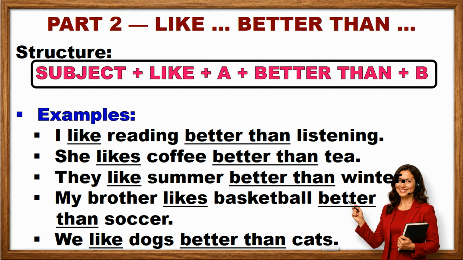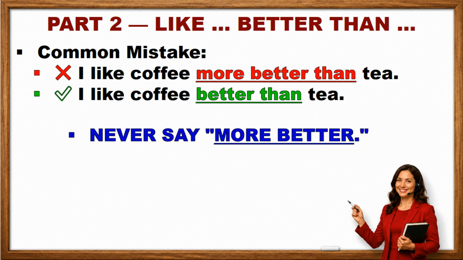Notice that we're comparing two things. The thing before better than is the one we like more. Common mistake. I like coffee more better than tea. Correct. I like coffee better than tea. Never say more better.